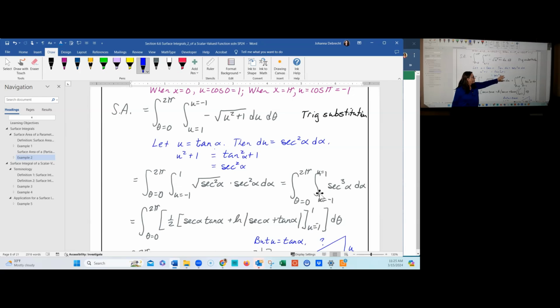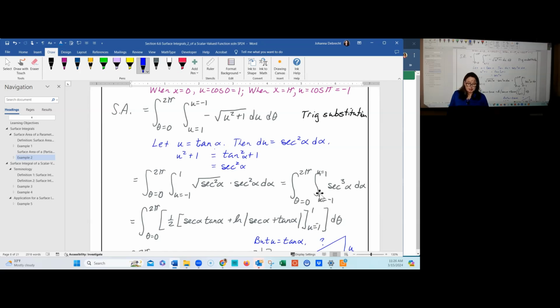Tangent squared of alpha plus 1 is secant squared of alpha. So I replace u squared plus 1 with secant squared of alpha, and I replace my du with secant squared alpha d alpha. Now, I don't want to change the limits of integration. I do want to come back to u. So I left them u from negative 1 to 1, and notice that the negative is gone because I reversed the order of integration. This, of course, is going to give me secant cubed of alpha d alpha.